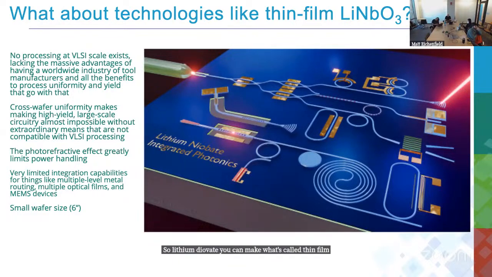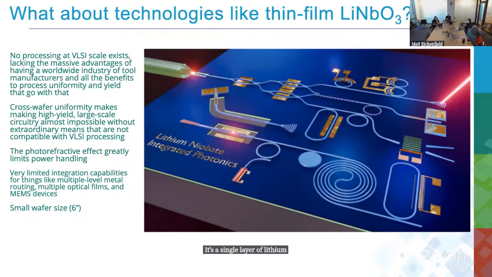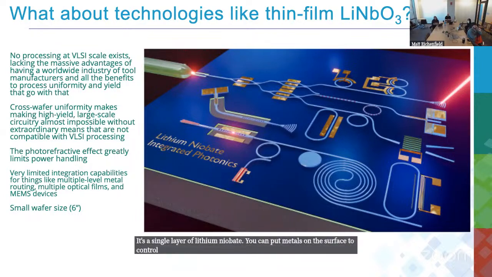So lithium niobate, you can make what's called thin film lithium niobate. And again, if you listen to Marco Longcar's presentation earlier in the week, you would have heard a lot about this, but you can make it on roughly 6-inch wafers. It's a single layer of lithium niobate. You can put metals on the surface to control all the photonics. But there are a lot of issues with lithium niobate, right?